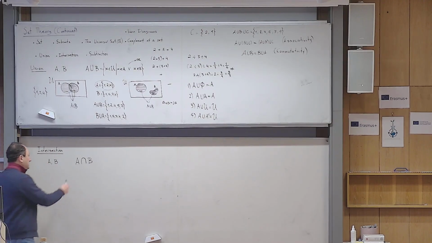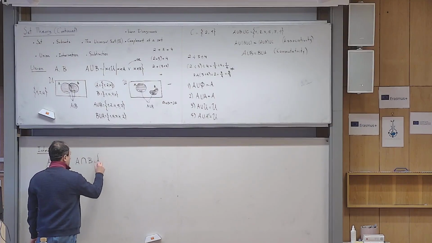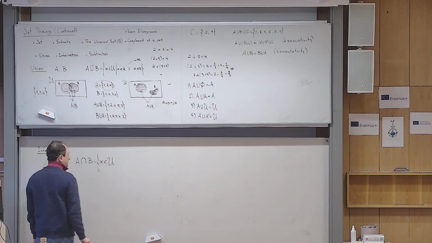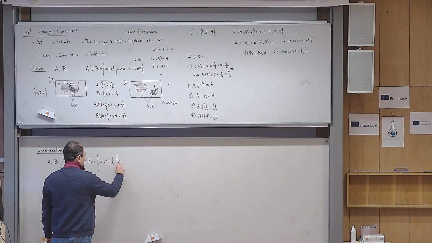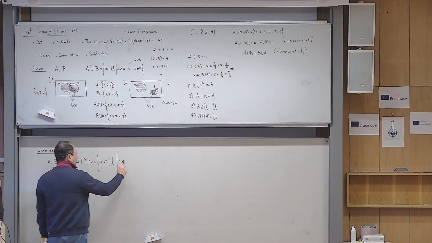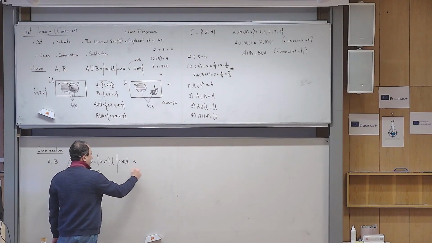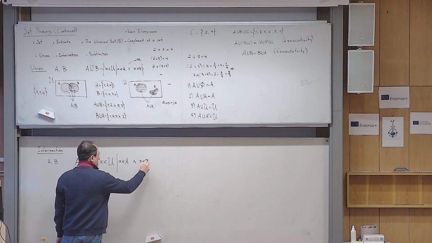So when I say A intersection B, I mean the set consisting of all elements from the universal set, but not all of them, such that that element is in A and in B simultaneously, yes? So this symbol means and.